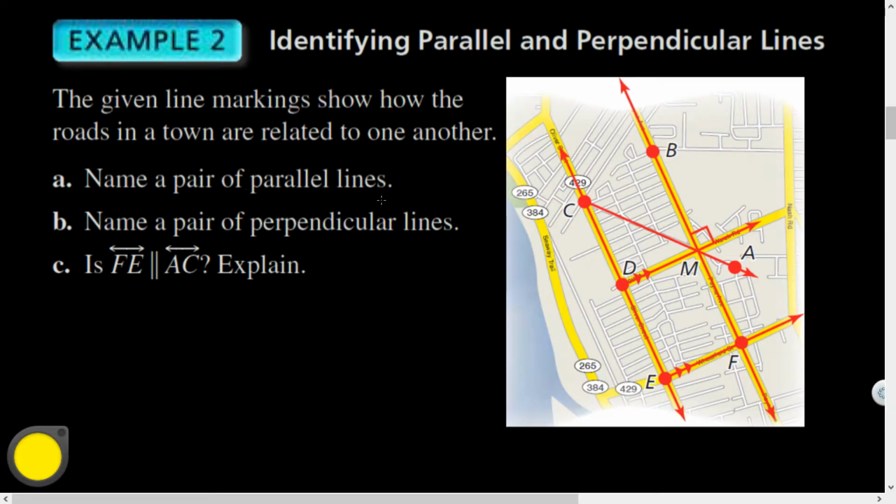Okay, name a pair of parallel lines. All right, friends, let's be careful here. Someone help me out. Name a pair of parallel lines. Chop, chop, let's go. BF and CE, agreed. BF is parallel to CE. Agreed. Are there any others? Oh, wait a minute.